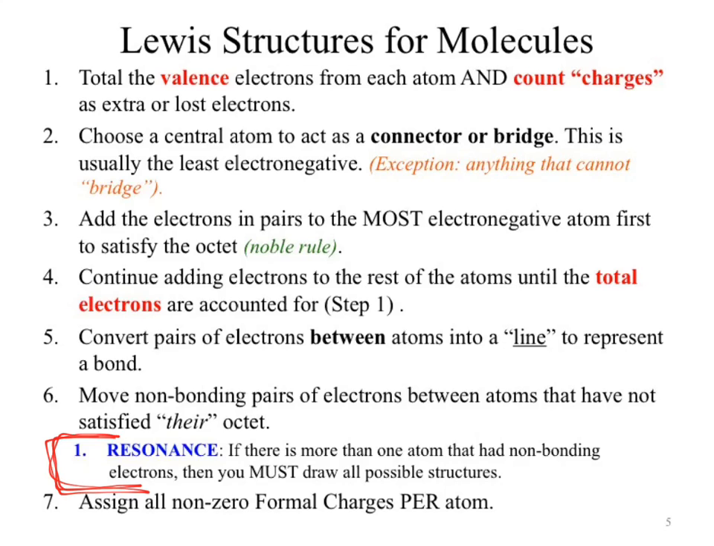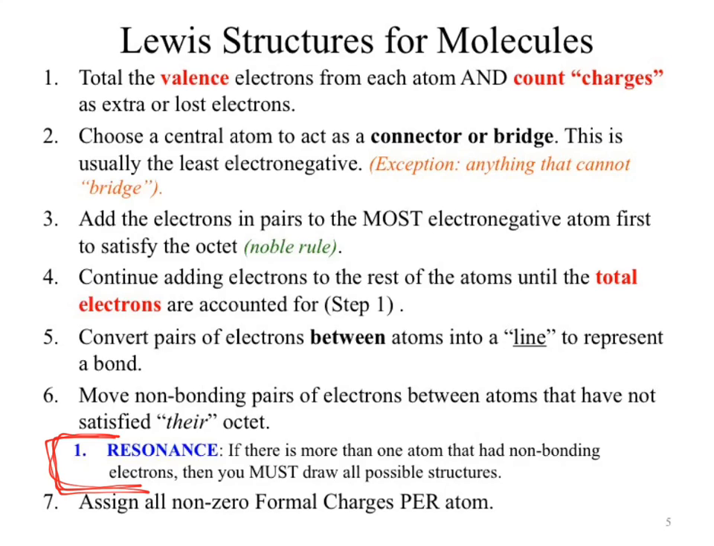What is the octet? It has to have 8 electrons. What if we draw out our structure and we have an atom that doesn't have 8 electrons around it? Has 6. It hasn't satisfied its octet. We haven't finished. Look at Rule 6. What do we need to do? Find a non-bonding pair of electrons nearby and move it towards that atom so that it can then share and get its octet. What happens if there's more than one pair of electrons that you could move?